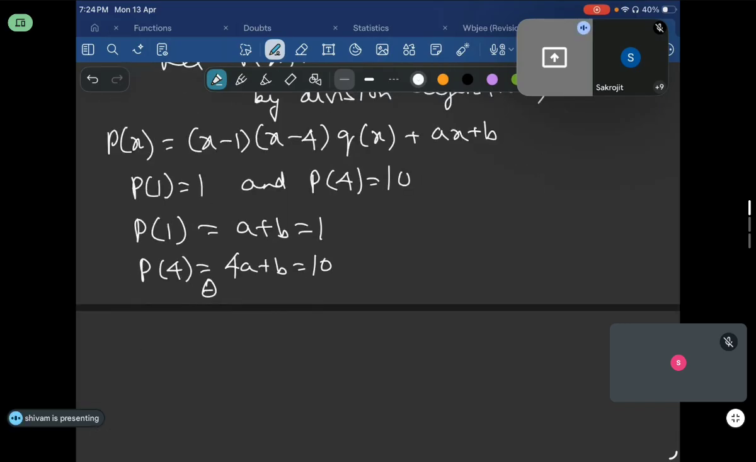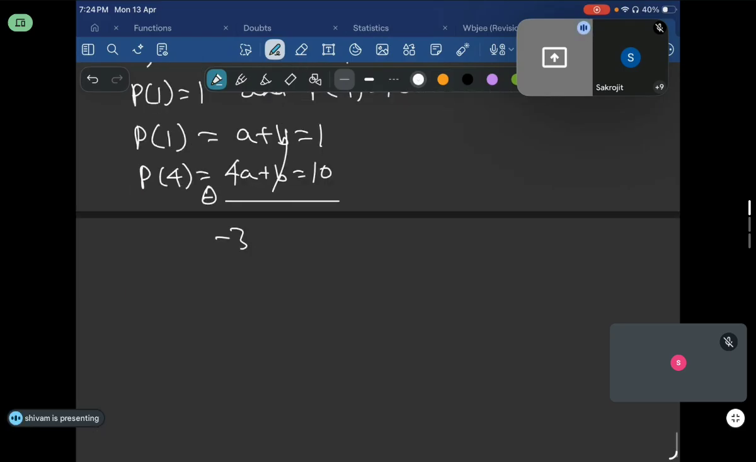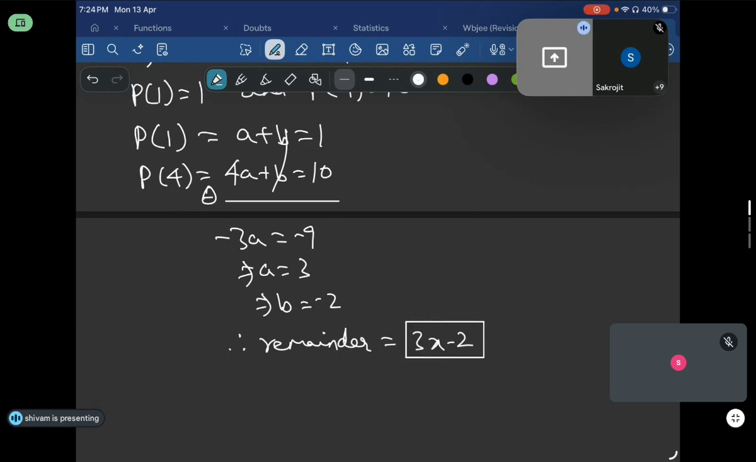Let us subtract. Yes, Ritam, your answer is correct. We'll get minus 3a is equal to minus 9. This implies a is equal to 3. This implies b is equal to minus 2. Therefore, the remainder is 3x minus 2. I hope it is clear to everyone. Okay. Next.